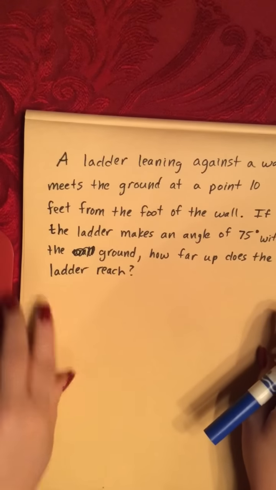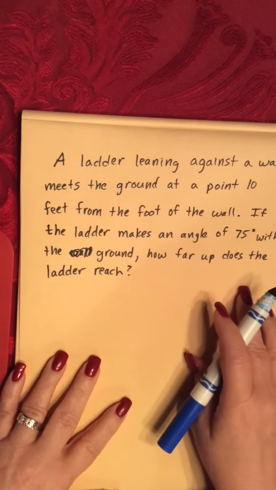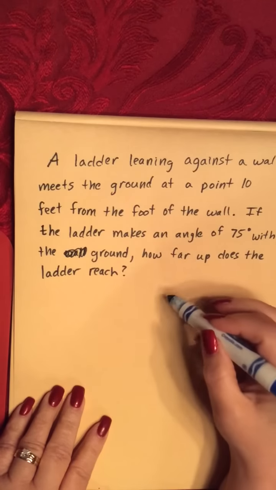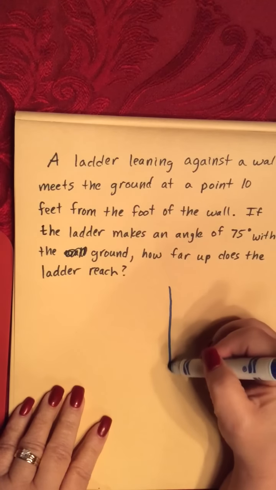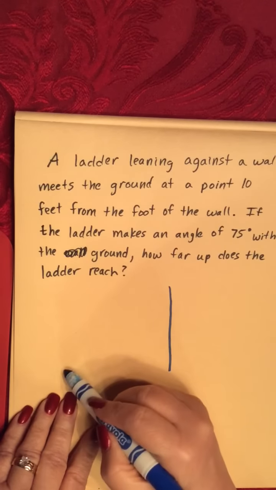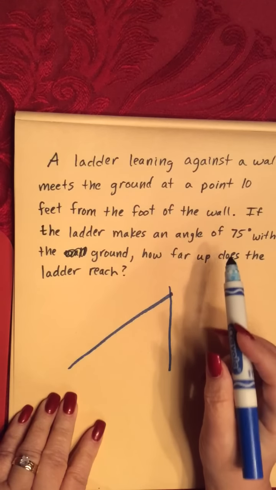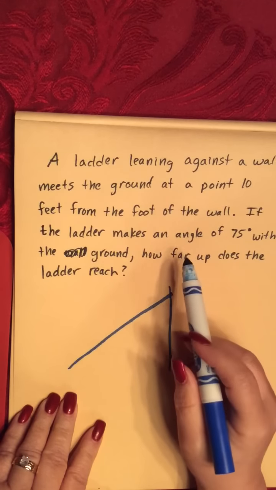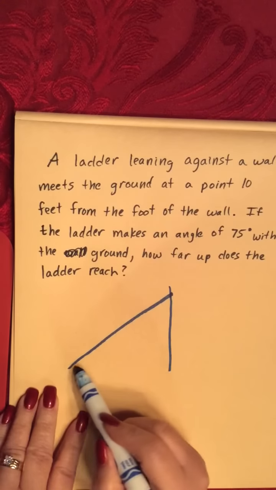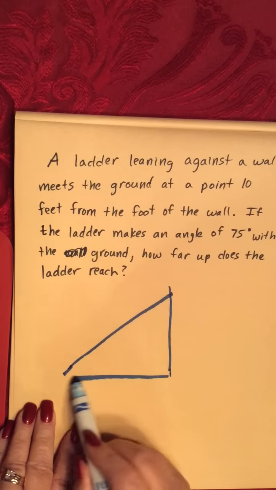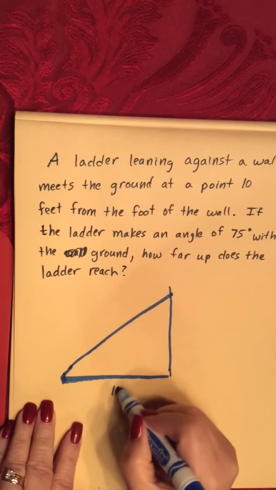It says a ladder is leaning against a wall, and it meets the ground at a point that's 10 feet from the foot of the wall. So here's my wall, and here is my ladder right here. So we're going to say it goes like this, and this is 10 feet.